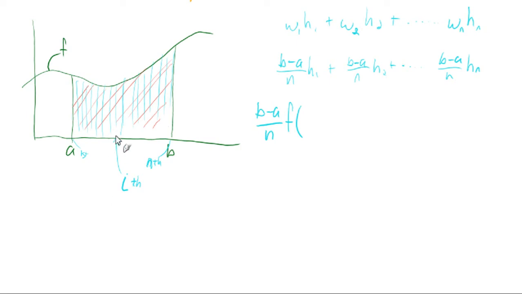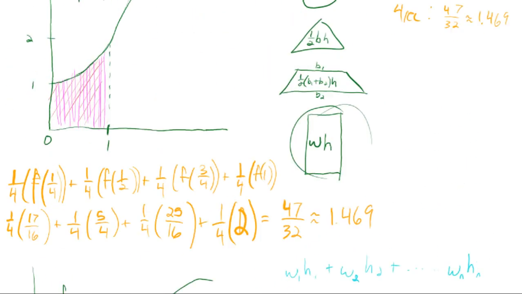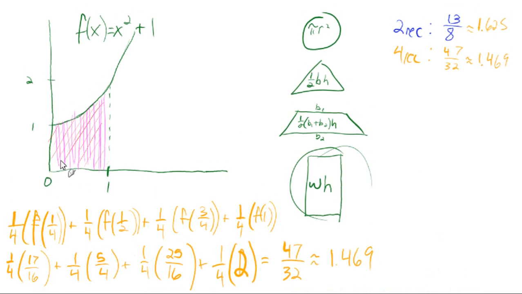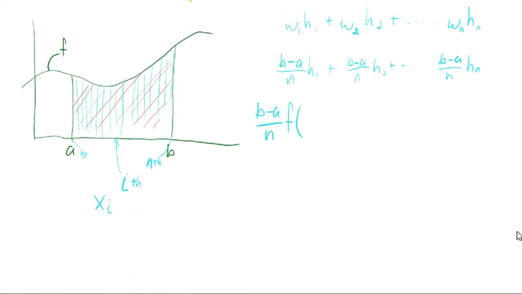So this x value would be the x value that correlates to this rectangle. So how do we find that x value? Well, like we did before in this example, we started over here and each rectangle, for four rectangles, was 1/4, and we just added fourths for as many rectangles as we had.